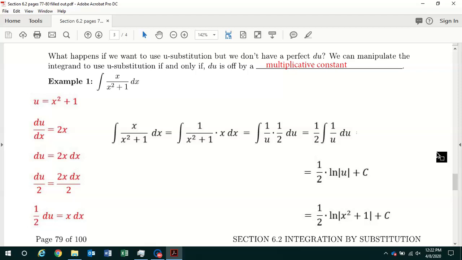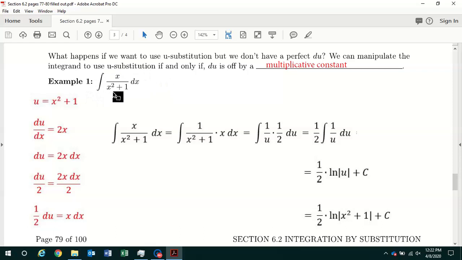All right, class. In this video, we continue our discussion of section 6.2 in your note packet, integration by substitution. We're going to be picking it up at the bottom of page 79, and we are posed with the question, what happens if we want to use u substitution, but we don't have a perfect du? Well, it turns out you can be off by a multiplicative constant in your calculation of du, and you can still use the u substitution method. So we'll illustrate that here with this example.